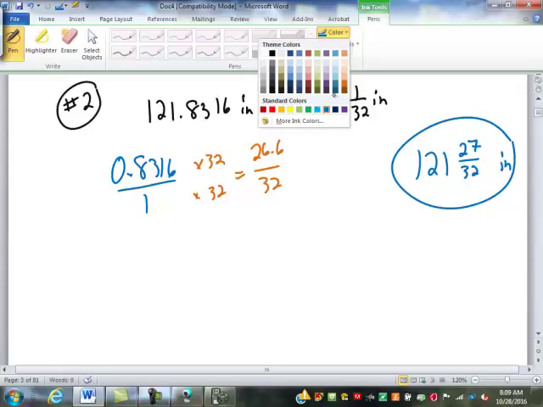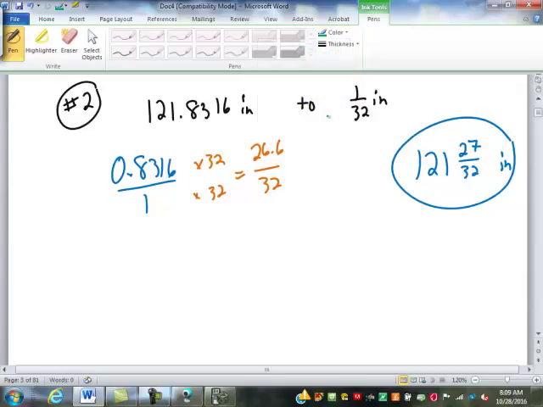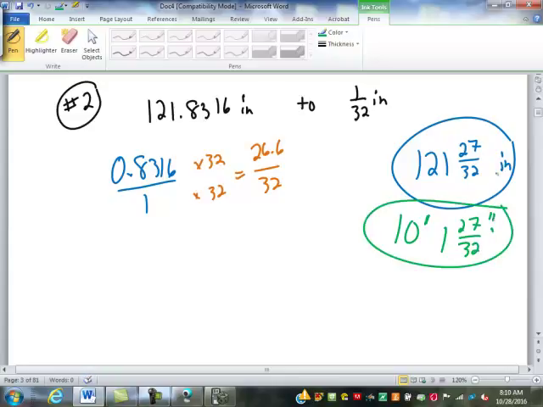I could break that into feet and inches. 12 goes into 121 10 times, 10 feet, with 1 left over, right? 10 times 12 is 120. So 10 foot, 1 and 27 32nds inches. Does that all make sense?